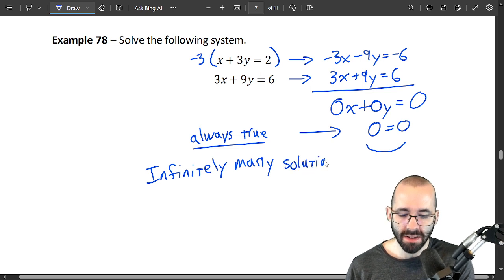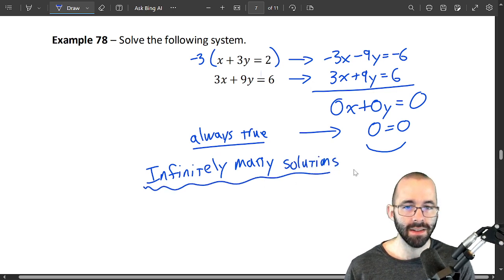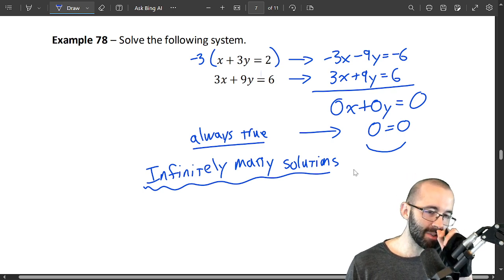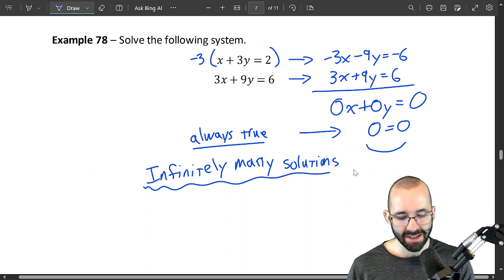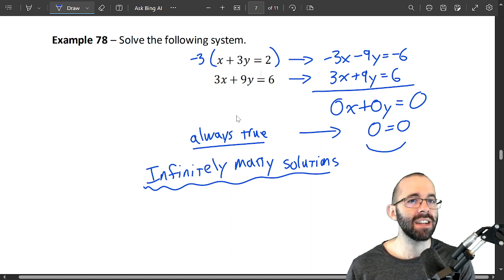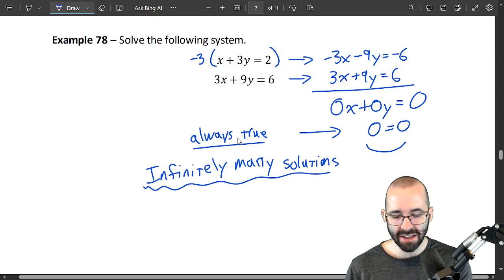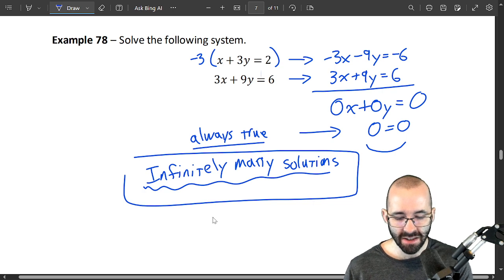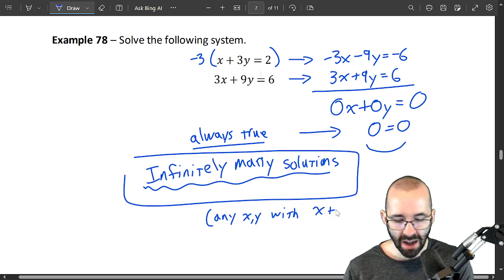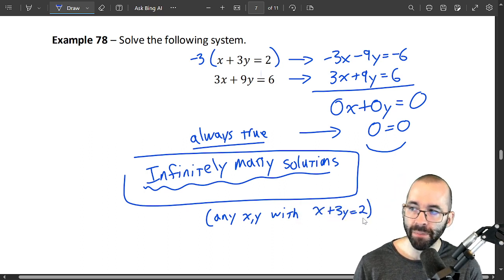And there is one small... This is usually the answer we're going to get, but it doesn't actually mean that any xy pair makes this true. There's infinitely many solutions, but x plus 3y still has to be 2. They're the same equation, but we still have to satisfy that one equation. So this is the answer, and you can put this as your answer, but technically I just want to make sure, right? This is right. Any x and y with x plus 3y equals 2 is true.